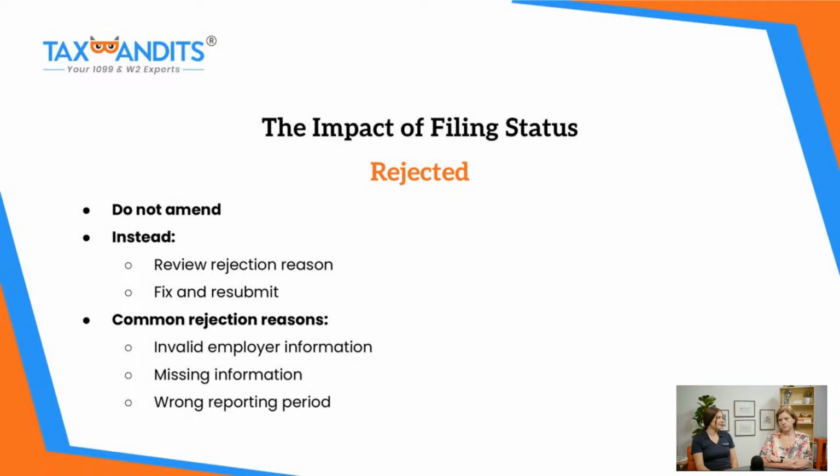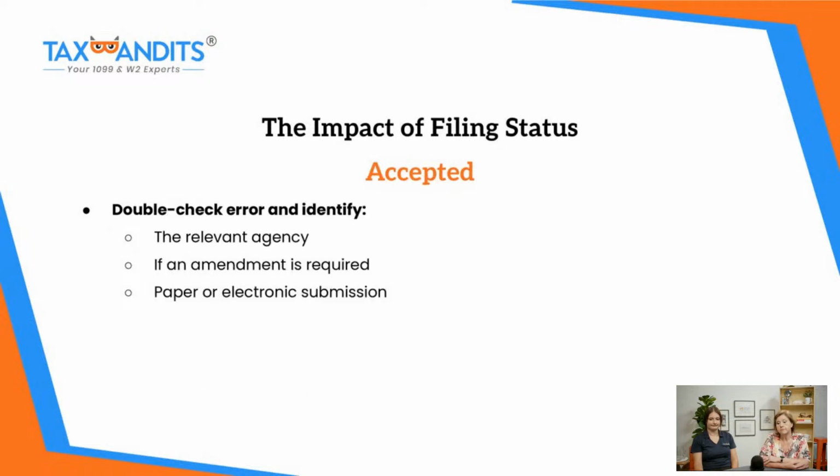So what are some common reasons a return would be rejected? Those could be an invalid account number, missing required information, an incorrect reporting period, a mismatch with the agency's record, or even invalid employer information. It's any number of things. It may also be important to resolve these rejections promptly. If the return is not successfully resubmitted by the deadline, it could be subject to late fees and penalties.